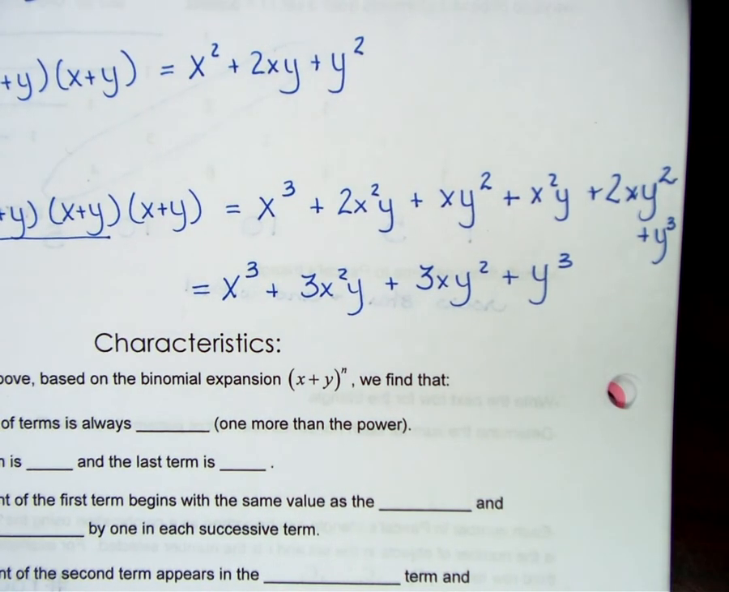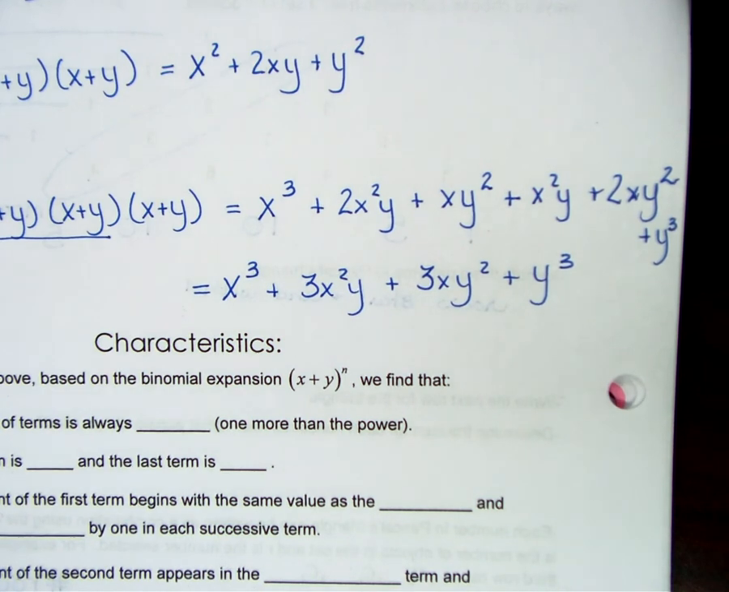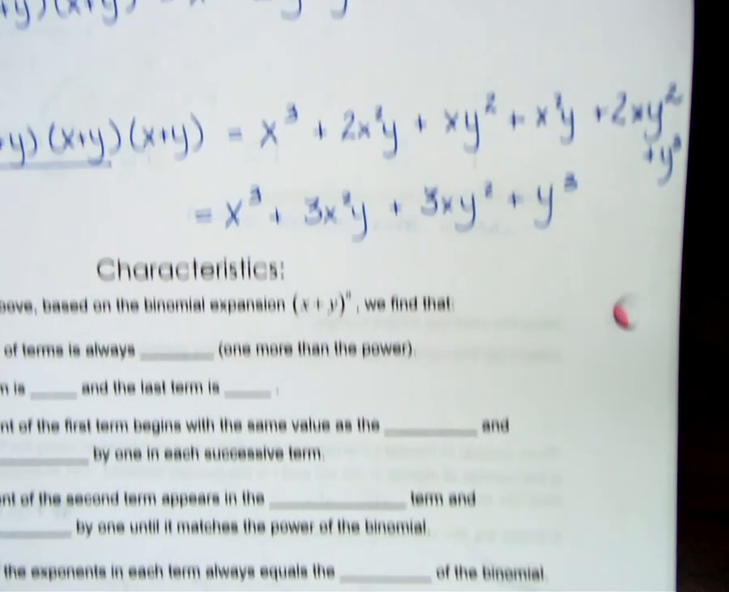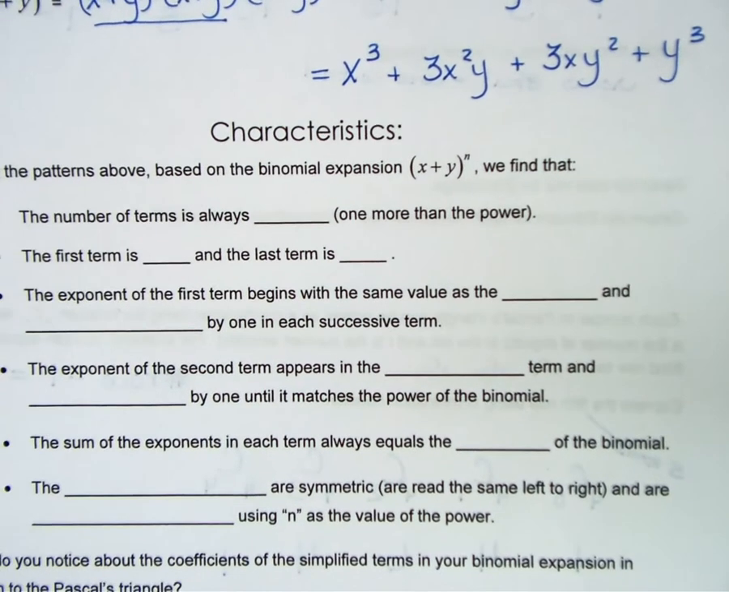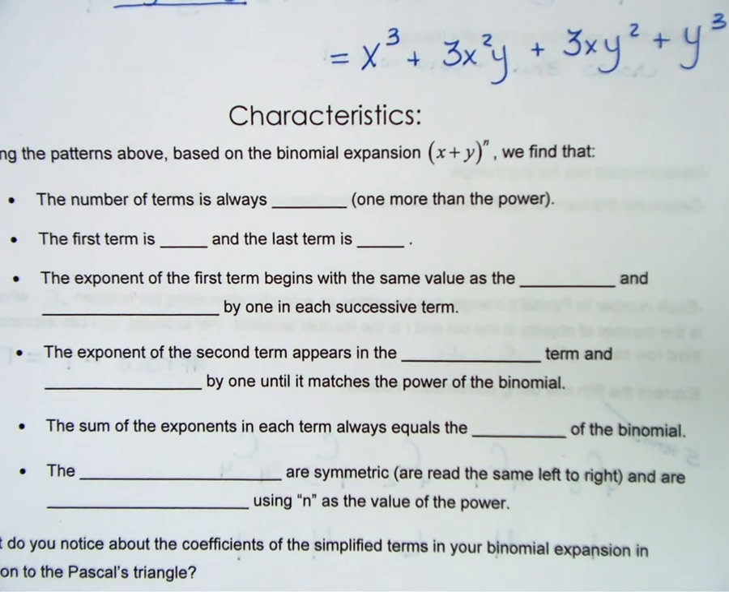Okay, so that's a binomial expansion. When we talk about binomial expansion, it's just taking a binomial and multiplying it x amount of times by itself. All right, so here are some characteristics. We're going to fill in the blanks. Okay, so what do you notice about that?